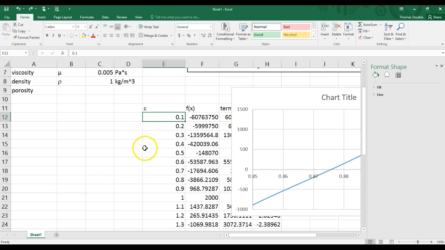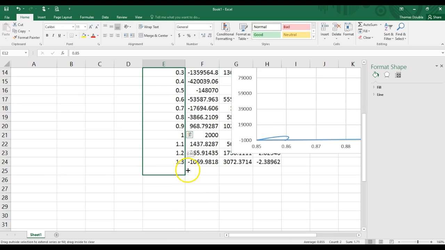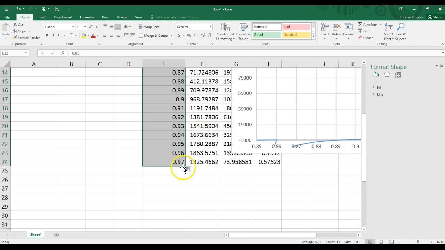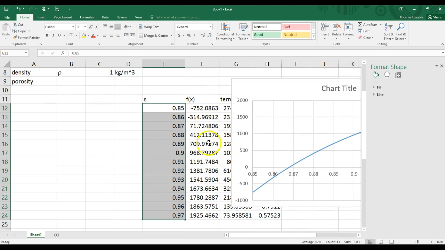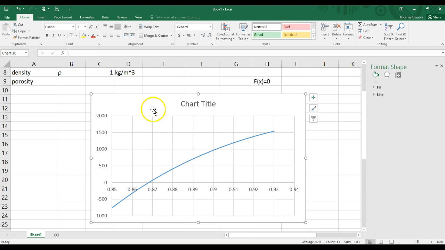We can get even better values if we put 0.85 and then plot this 0.86. Then we can go down even further and get a more finely tuned resolution of what the answer is. But you'll see we are somewhere between 0.86 and 0.87 for the porosity of our sample. And we can zoom in further and further and further to get a solution.